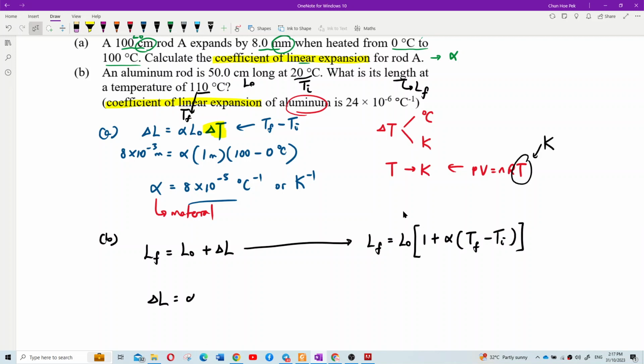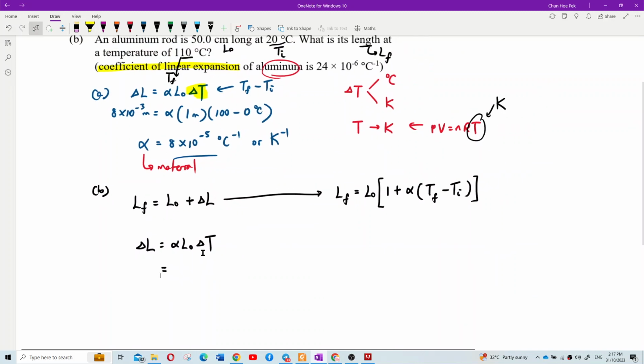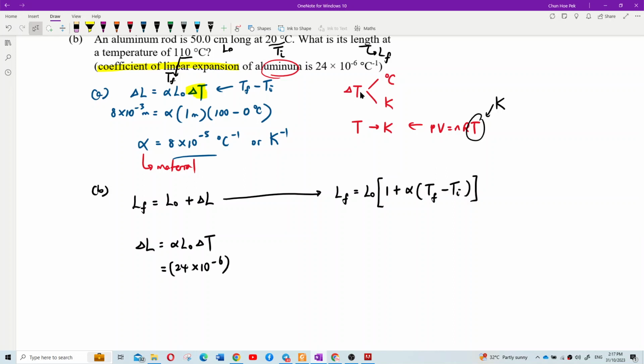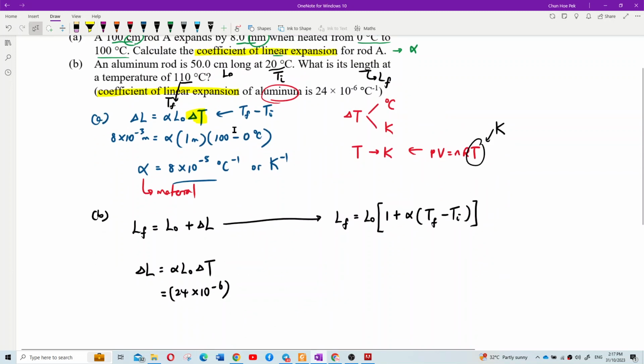Delta L is alpha L0 delta T, isn't it? That's the formula. So find the change of length first. The coefficient of linear expansion is 24 times 10 to the negative 6. Put in 24, negative 6. And then what is the initial length? 50 cm.